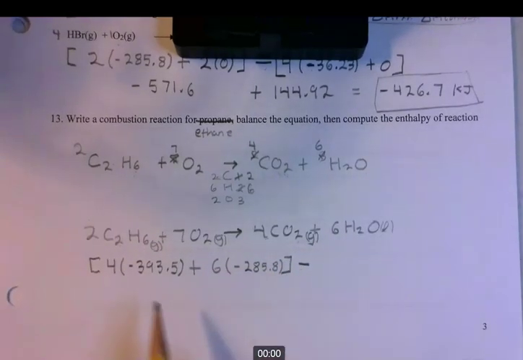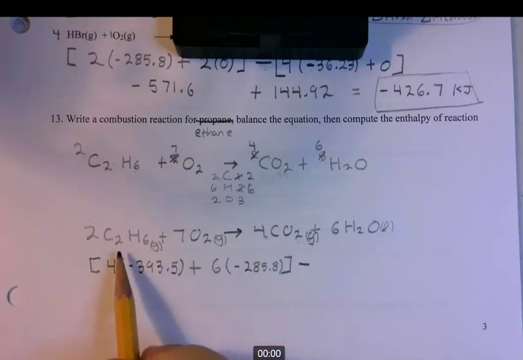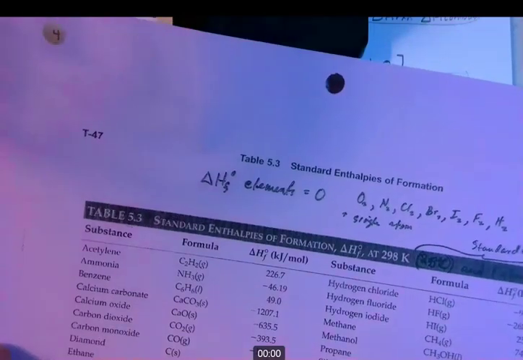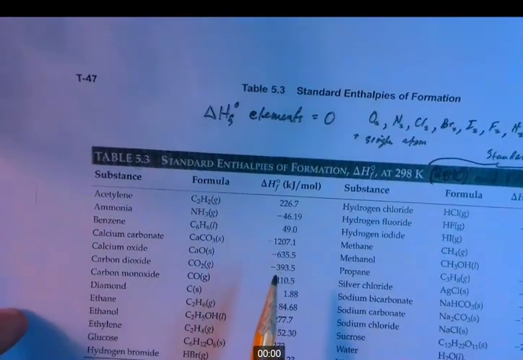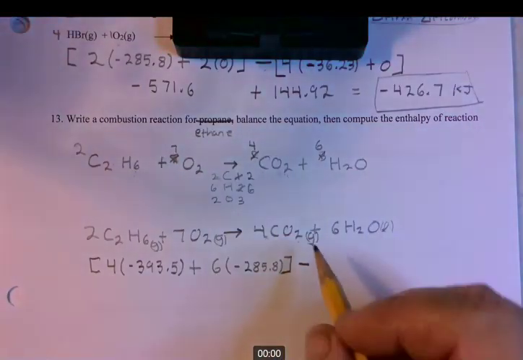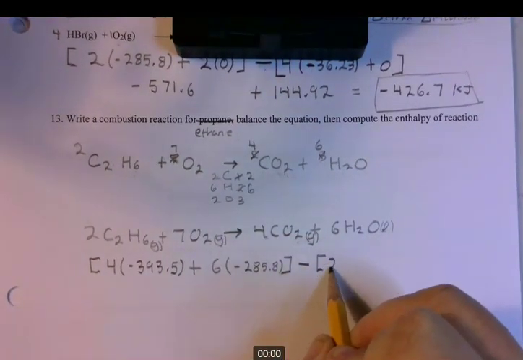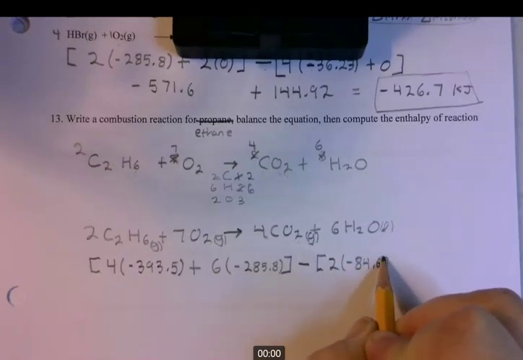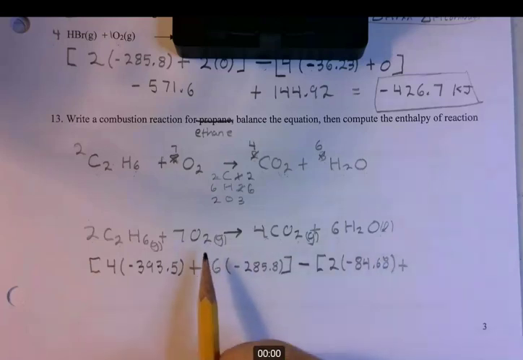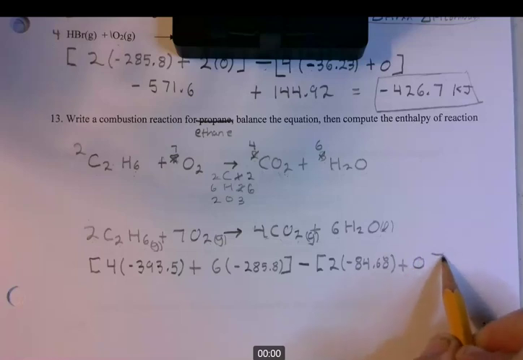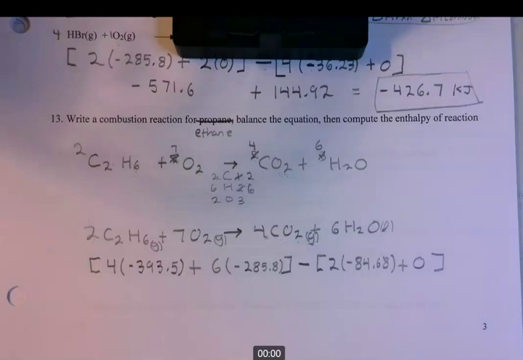Now we subtract from that the reactants, and that's going to be 2 times ethane. So we come over here, and ethane is negative 84.68. 2 times negative 84.68 plus, and again, we have a pure element there, so it has an enthalpy of formation of 0. And that's your equation. So go ahead and just run the numbers on that.